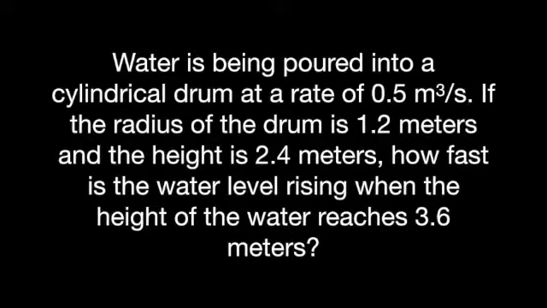Water is being poured into a cylindrical drum at a rate of 0.5 cubic meter per second. If the radius of the drum is 1.2 meters and the height is 2.4 meters, how fast is the water level rising when the height of the water reaches 3.6 meters?